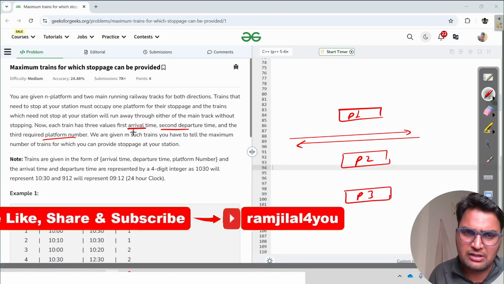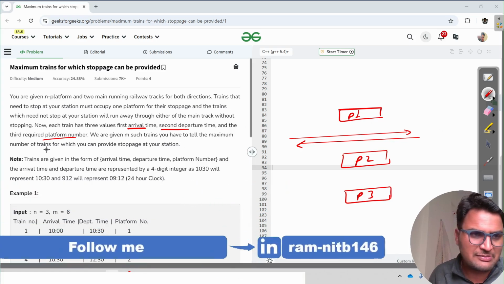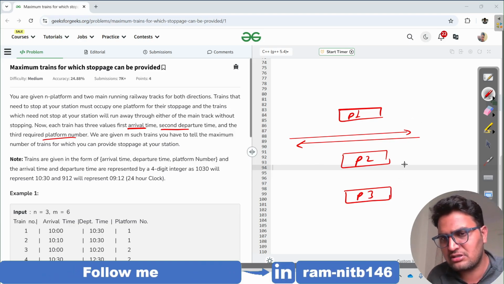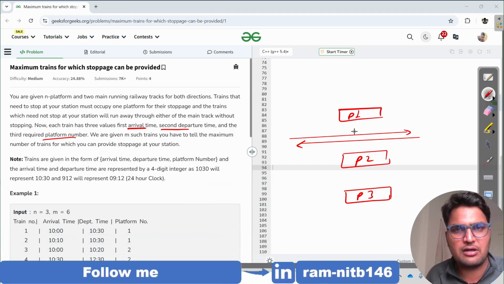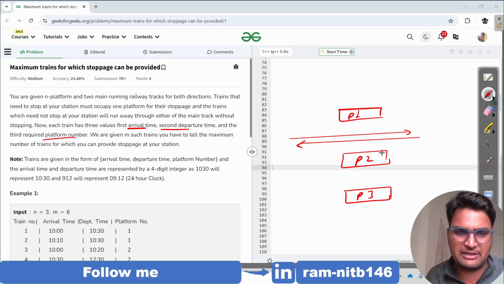So these three data which we will get with each train data, we are given m such trains, right? Number of trains would be m, correct, and you have to tell the maximum number of trains for which you can provide stoppage at your station. So this is our station, and here we have to find, n number of platforms we have and m number of trains data we will have. So we have to tell how many trains can be stopped at this station. That is what we have to calculate.